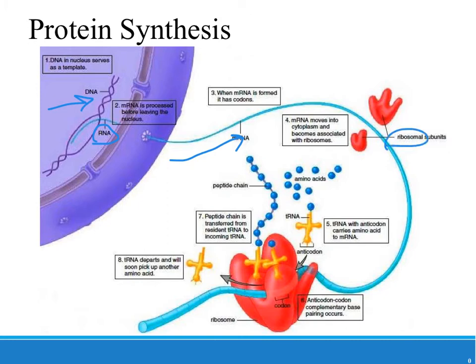So here we have a ribosome. It comes in two parts, and those two parts clamp down around this mRNA. And ribosomes also are made of RNA. So we have rRNA for ribosomal RNA, mRNA for messenger RNA.